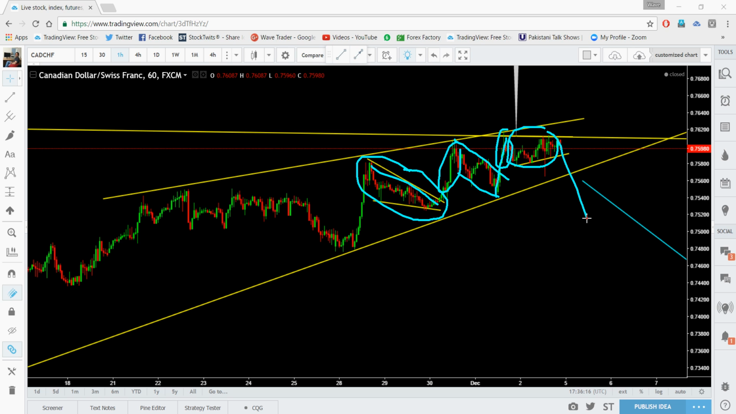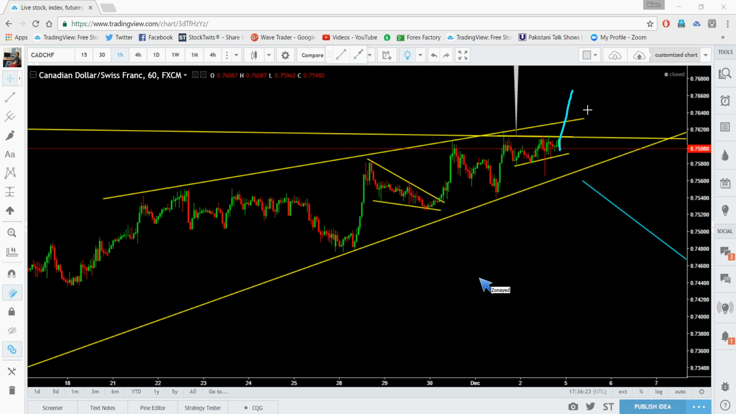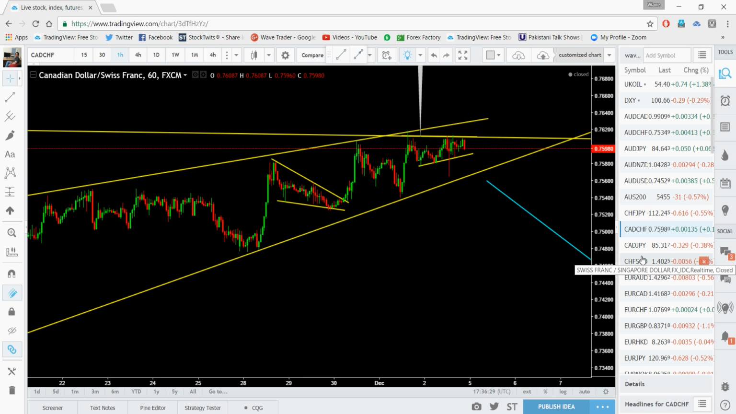Maybe we're going to see an impulse to the downside. There is no buy setup at the moment for a shorter period of time. So we're anticipating a breakdown. Once we see an impulse, we're going to join that impulse again.